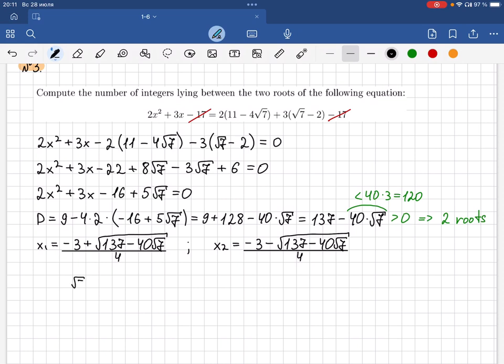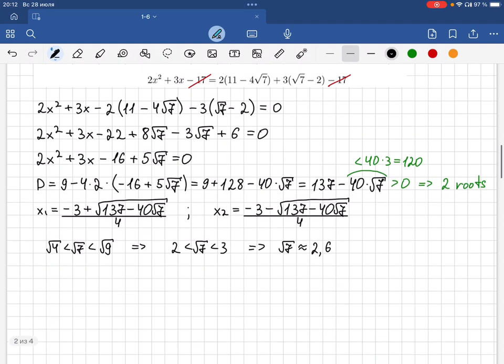We know that the square root of 7 is somewhere between the square root of 4 and the square root of 9, which means that the square root of 7 is somewhere between 2 and 3. And to be more precise, we can say that the square root of 7 is slightly more than 2.5, as it is closer to the square root of 9. So the square root of 7 approximately equals 2.6.